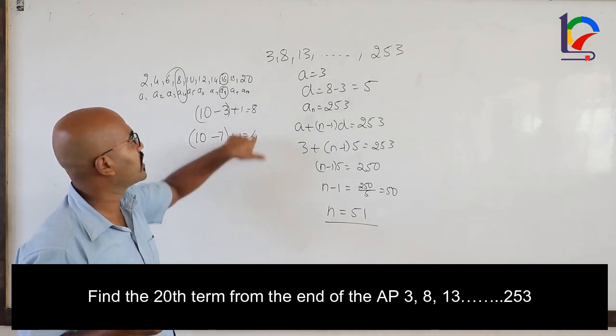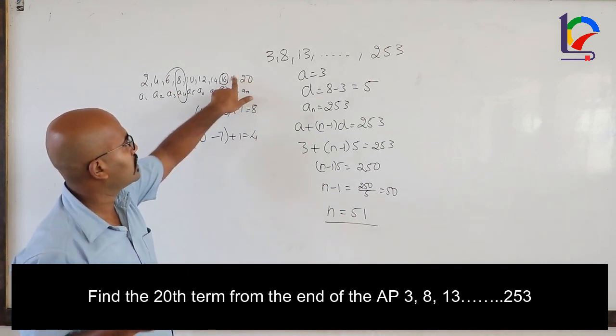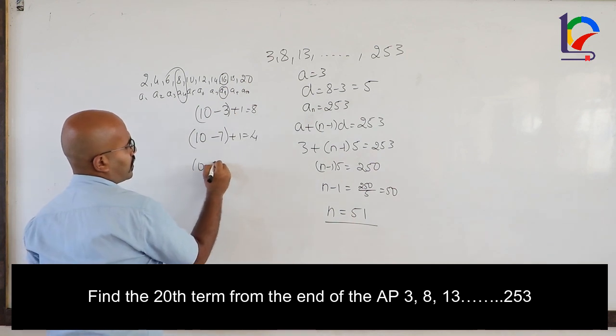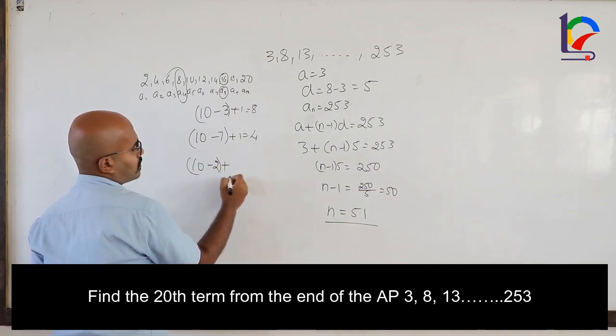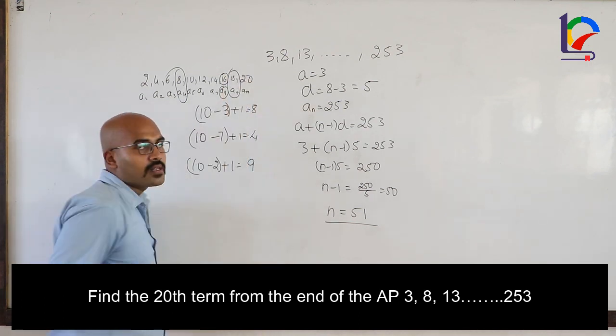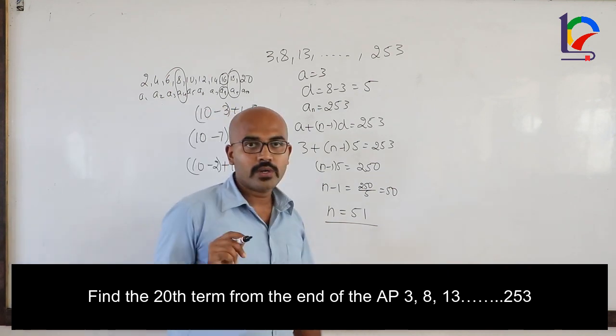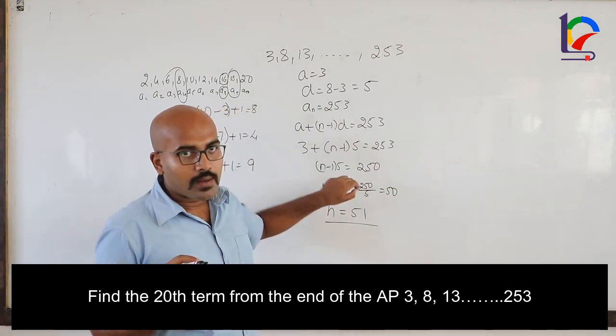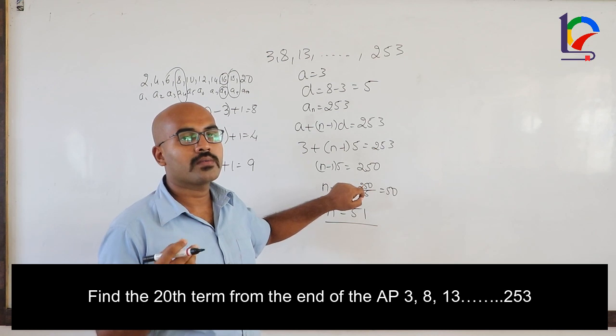So similarly, second term from the last, first and second. 10 minus 2 plus 1, that is 10 minus 2, 8 plus 1 is 9. So second term from the last. So hope you got it. So what you need to do is total number of terms minus the number of terms what they have given.